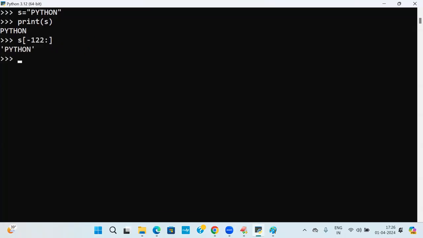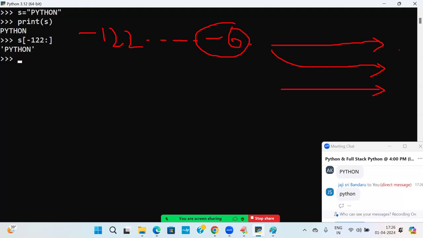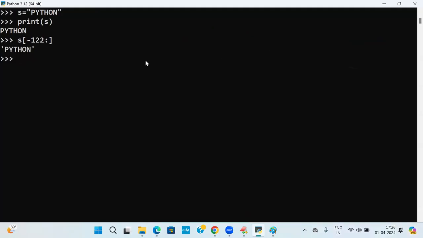So, I am asking this 122. So on what? Minus 6. So on this one. This one I am asking. So it is going to take minus 6, whatever it might be. Last character is the final target. Minus 6 to last. Python. Are you getting it? Yes.